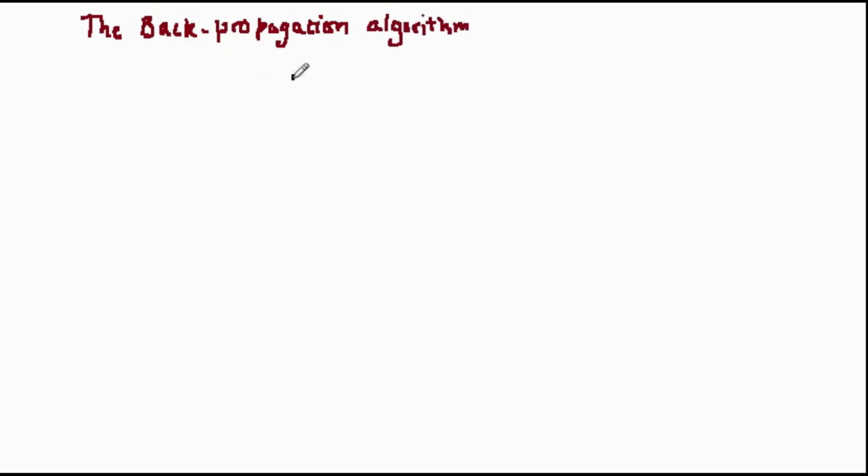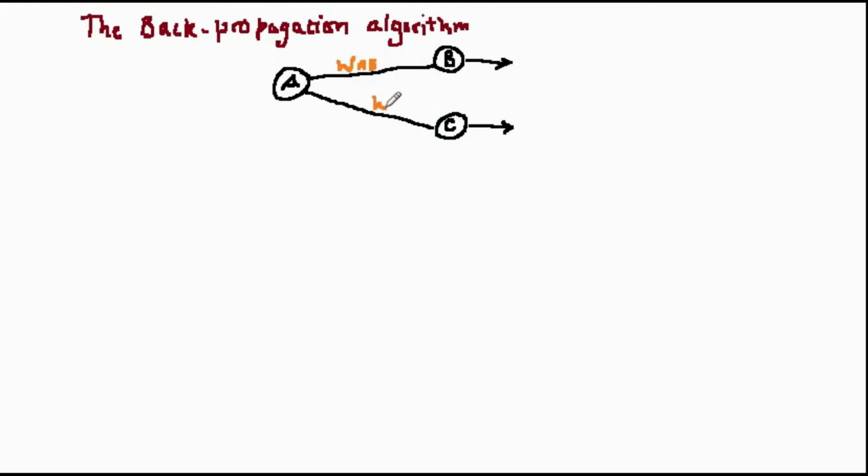To make this simpler, let's just consider a small part of a network as shown on the screen. Here we have part of a network with 3 neurons A, B and C and 2 weights. WAB connects neurons A and B and WAC connects neurons A and C together. We start the algorithm by setting all the weights in our network to random numbers. Often these are between -1 and +1.